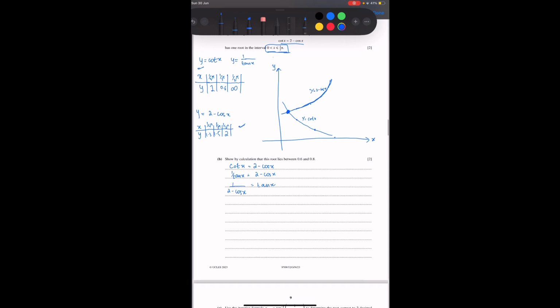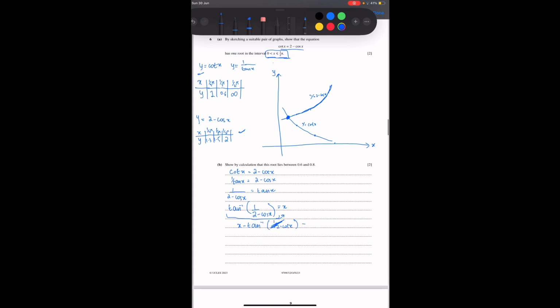To solve these kinds of questions, where we have to show that the root lies between a certain range, you firstly have to separate that variable. In this case, you can separate x from tan x or cos x. So I'll separate it from tan x. It's basically going to be tan inverse of 1 upon 2 minus cos x equals x. I'm going to take this whole term to one side, and then this becomes x minus tan inverse of 1 upon 2 minus cos x equals 0.